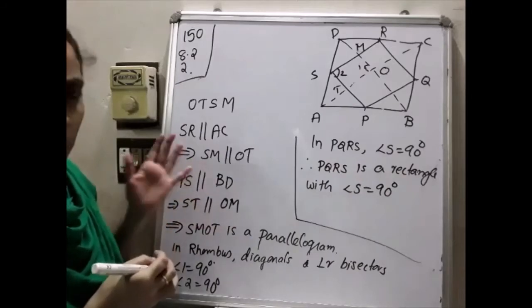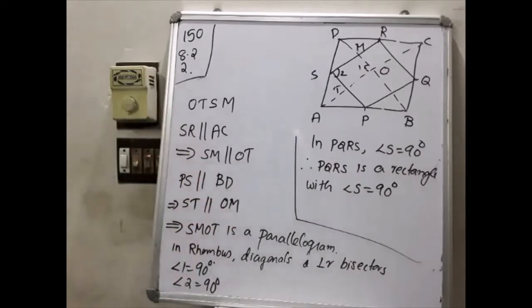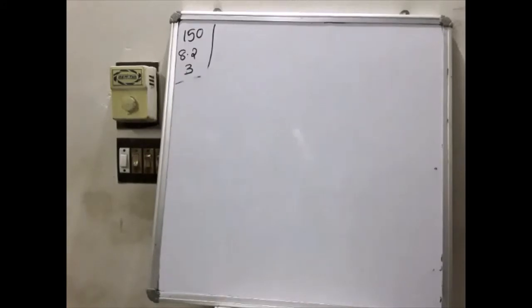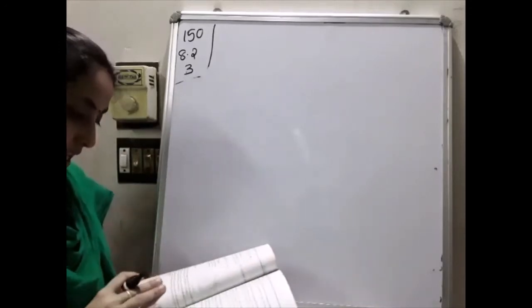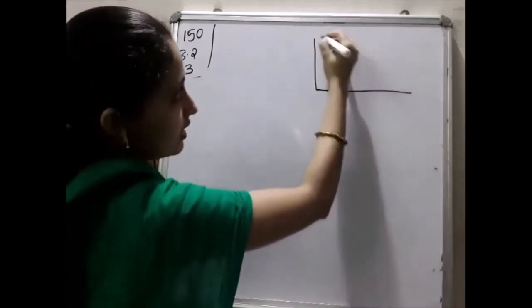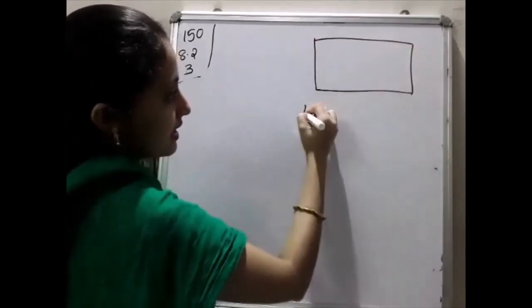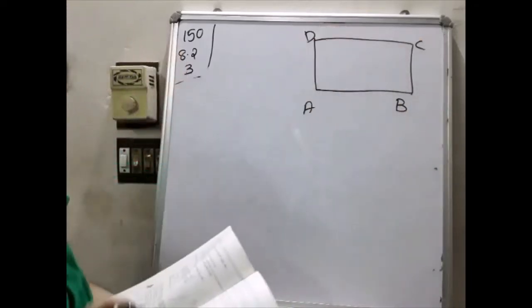Next question is the reverse of this question. Please write on this. Okay, we will move to the next question, that is page number 150 itself, 8.2, third question. What is the question? ABCD is a rectangle. So we have to draw one rectangle. ABCD is a rectangle.